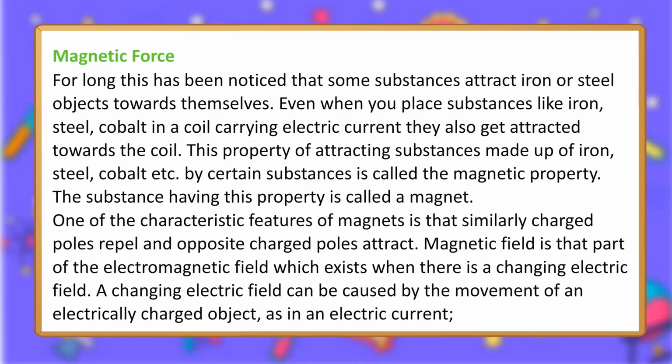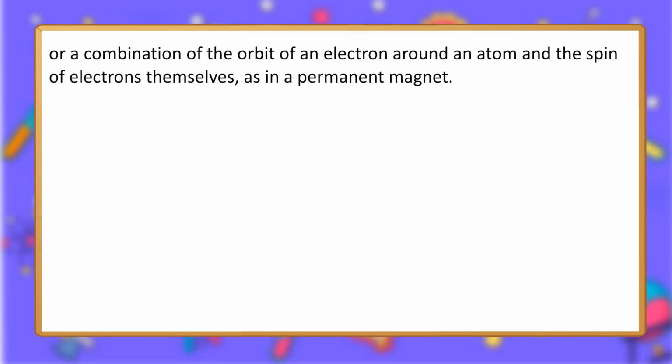A changing electric field can be caused by the movement of an electrically charged object, as in an electric current, or a combination of the orbit of an electron around an atom and the spin of electrons themselves, as in a permanent magnet.